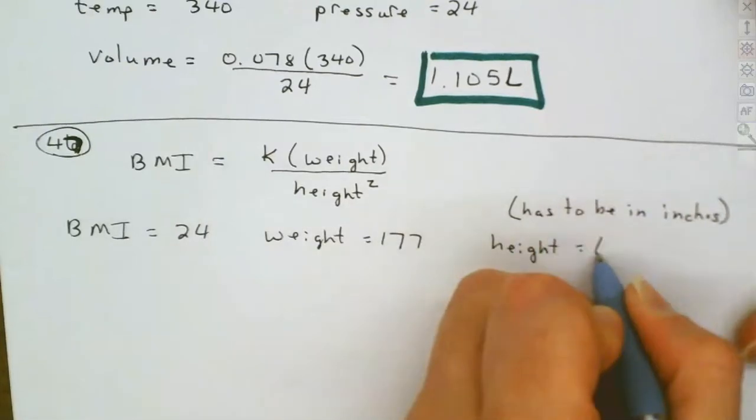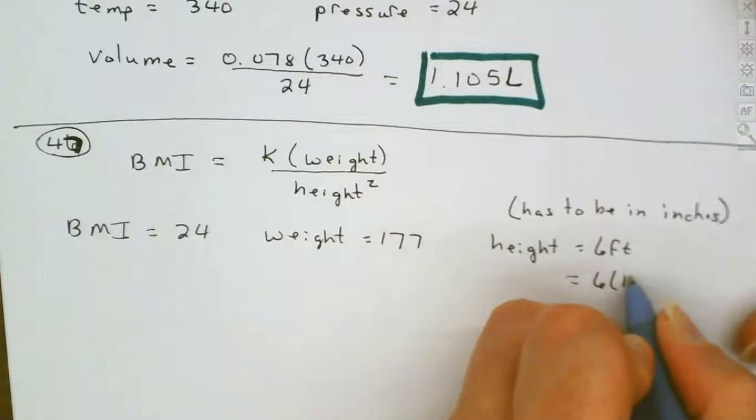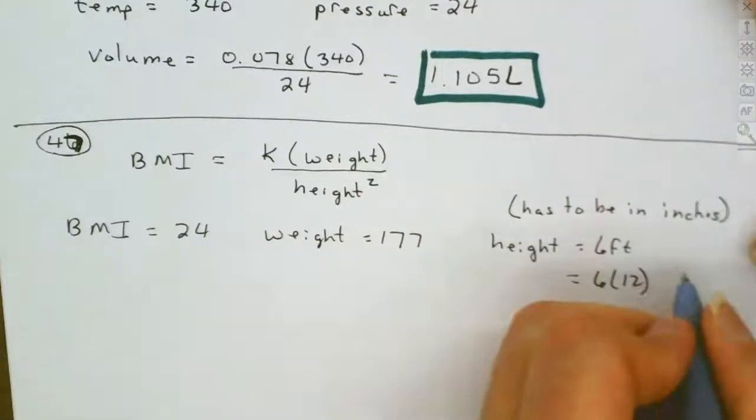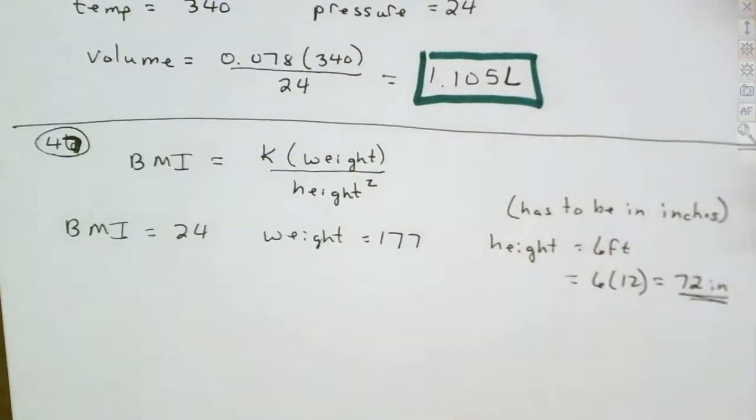So that height right now is 6 feet. So we need to make that in terms of inches. There's 12 inches in a foot, right? So multiply those together, and we get our 72 inches.